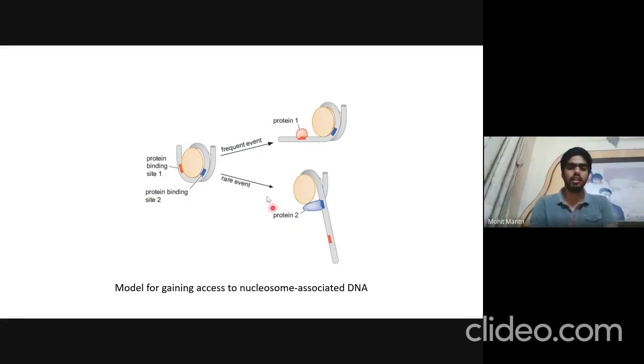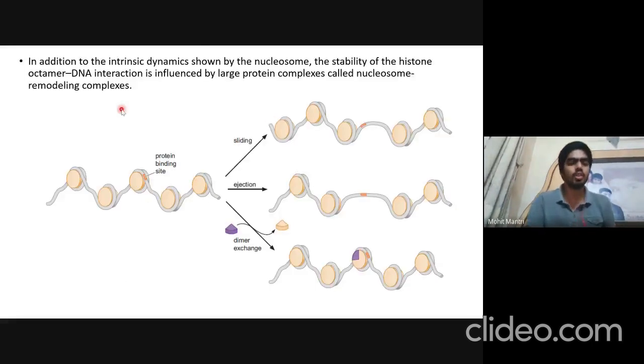In heterochromatin, which consists of a large number of closely packed nucleosomes, the DNA is not accessible for binding of such proteins. In addition to the intrinsic dynamics shown by nucleosomes, the stability of histone octamer-DNA interaction is influenced by large protein complexes such as nucleosome remodeling complexes. These nucleosome remodeling complexes can mediate the dynamics of the histone octamer-DNA interaction by 3 processes.